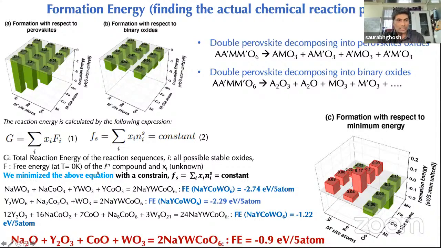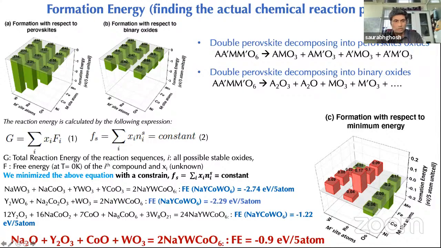where G is the total reaction sequence. Then we minimize this reaction pathway equation with this particular constraint. That gives me all the possible reaction pathways by which a particular double perovskite can decompose. We found that many equations are possible for the decomposition of a double perovskite.